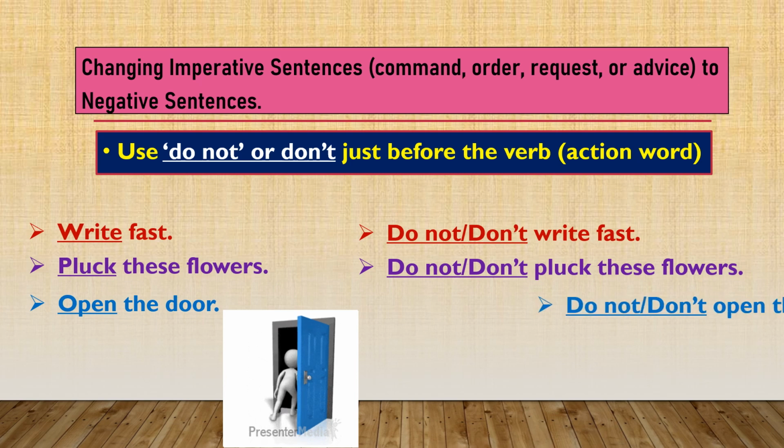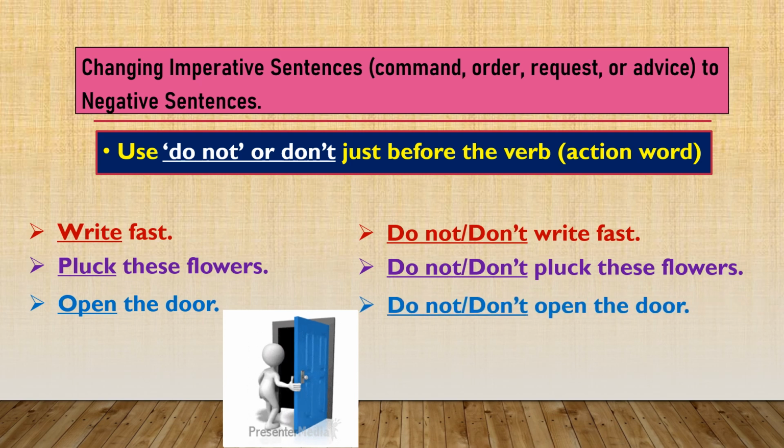Another example I have here. Open the door. What is the verb here? Open. And we just have to use do not before that. That means do not open the door and our sentence has become negative. I repeat, to change imperative sentences into negative, we just have to use the word don't before the verb and your sentence gets converted into negative.